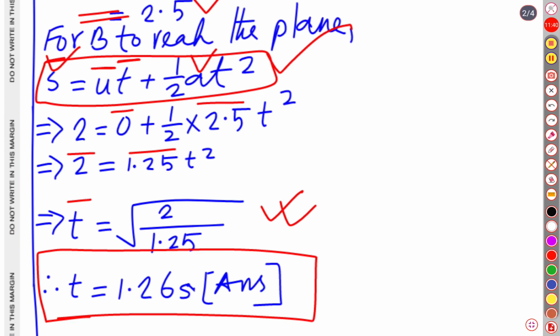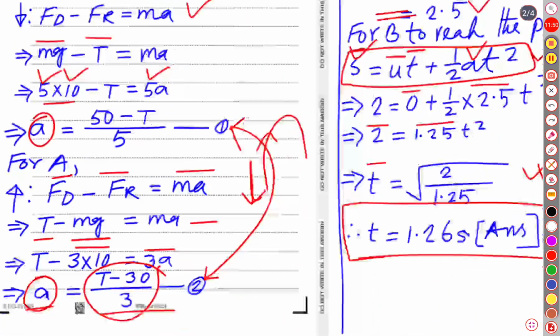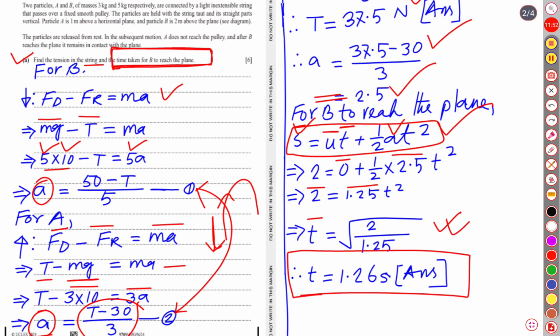I think the concept is very clear and understandable. What have we done simply? Let me go back to the question. The question was, let me zoom it in.